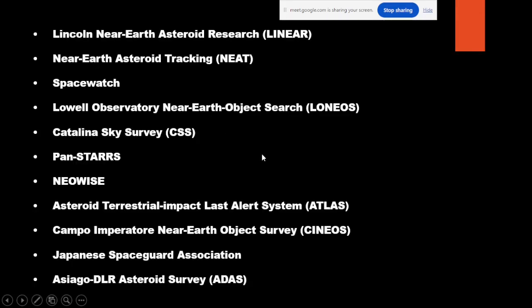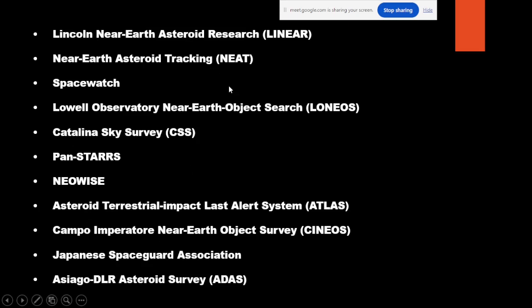Now, because of the frequent impact or the danger that we face as humans, there have been a number of programs, a number of space satellites and ground-based telescopes constantly monitoring the sky, observing these asteroids, taking images and analyzing those images to spot them. So these are some of those surveys, some of those satellites.